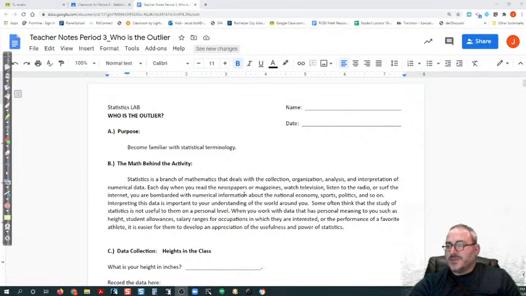Each day, when you read newspapers or magazines, watch television, listen to the radio, or surf the internet, you are bombarded with numerical information about the national economy, sports, politics, and so on. Interpreting this data is important to your understanding of the world around you. Some often think that the study of statistics is not useful to them on a personal level. But when you work with data that has personal meaning to you, such as heights, student allowances, salary ranges for occupations in which you are interested, or the performance of a favorite athlete, it's easier to develop an appreciation for the usefulness and power of statistics.